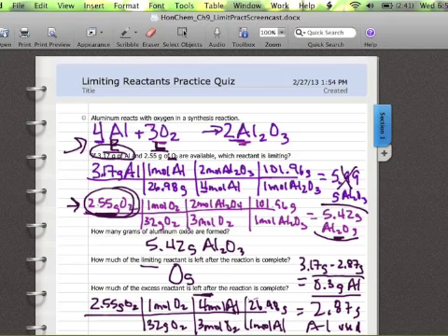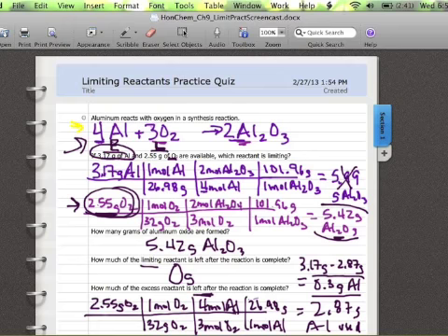Okay, so one more time to kind of go through, if you want to listen to it one more time. First thing I have to do is come up with my balanced equation. So that's what I did at the top. I'm going to change color here so we can go through this one step at a time. So first thing is I figured out my balanced equation. That was my first step.